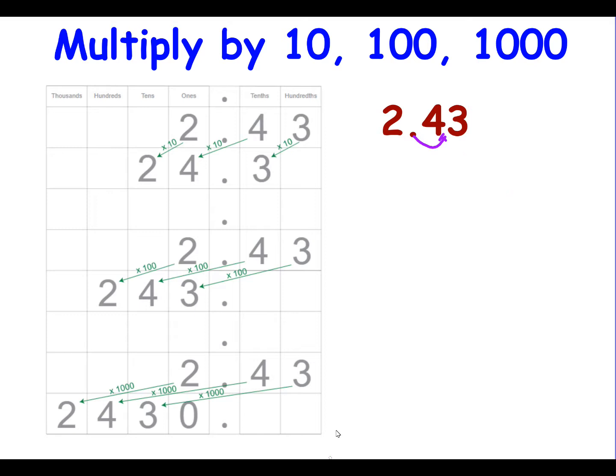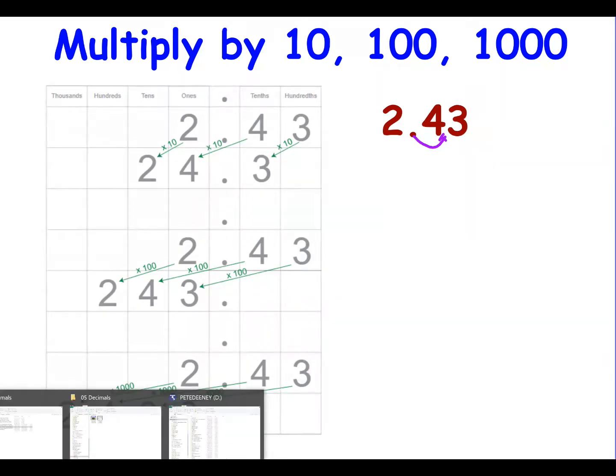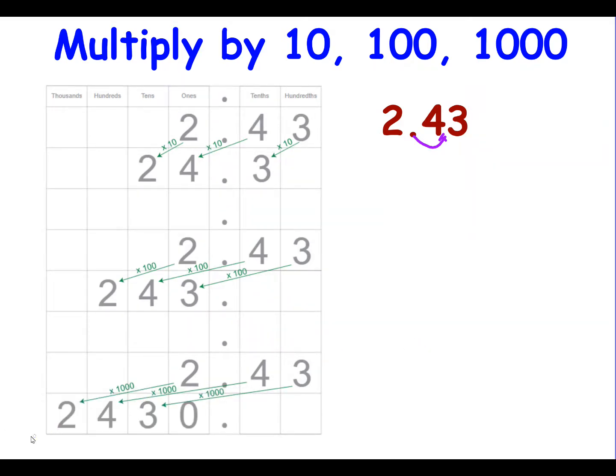So let's have a look at this number 2.43 and see what happens when we multiply it by 10, 100 and 1000. If we have 2.43 and we multiply it by 10, then effectively multiplying something by 10 is the same as moving it one place to the left on the place values.